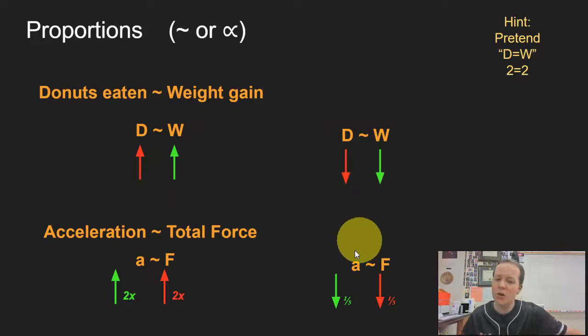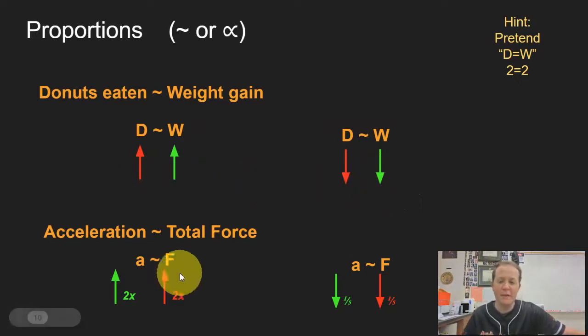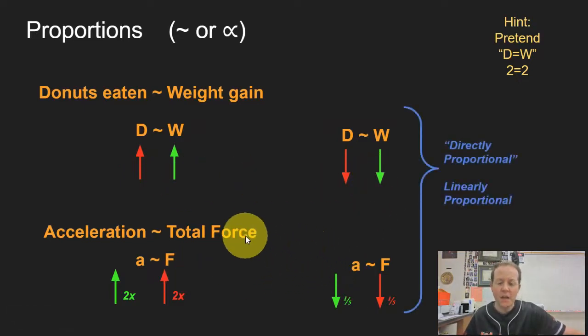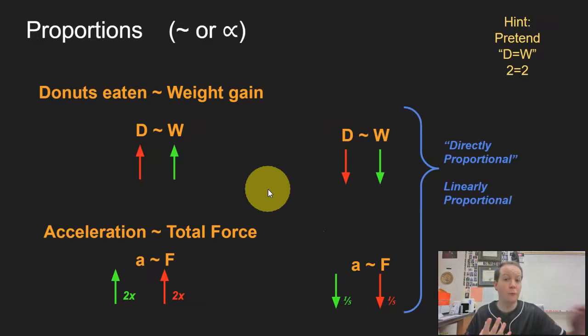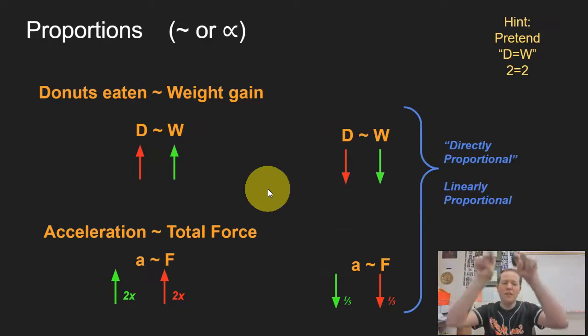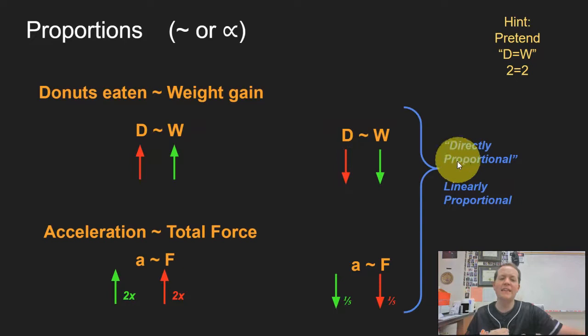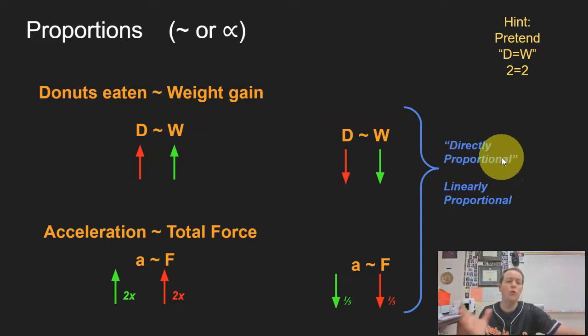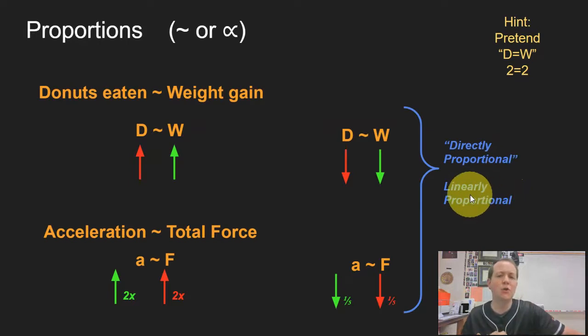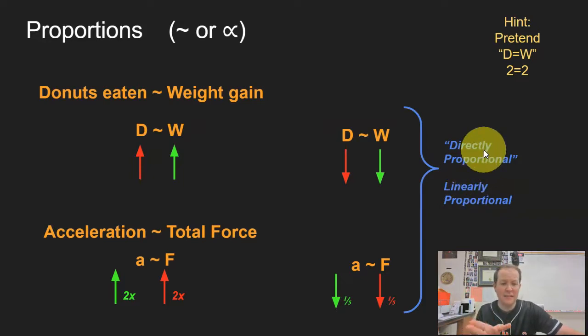But notice, similar to donuts and weight, I have the same idea. Both arrows do the same thing. If one goes up, the other goes up. If one goes down, the other goes down. I see that in both cases. This kind of relationship, when both are doing the same thing, is known as a directly proportional relationship. They are directly related, or sometimes called linearly proportional. Again, you might see similar terms that are slightly different, directly here, linearly here, but they mean the same thing.